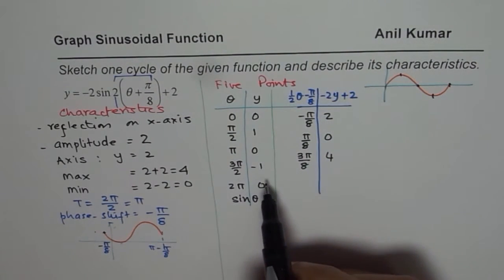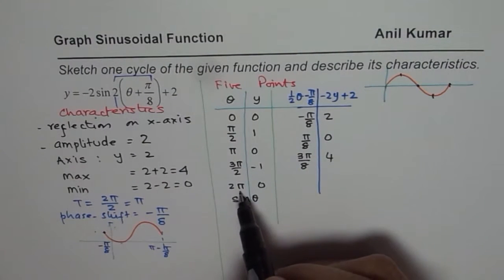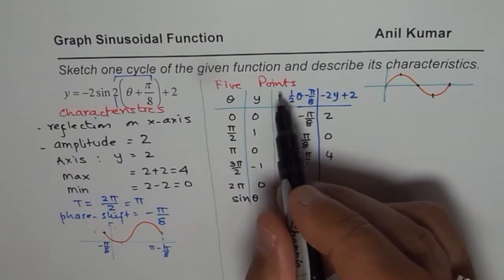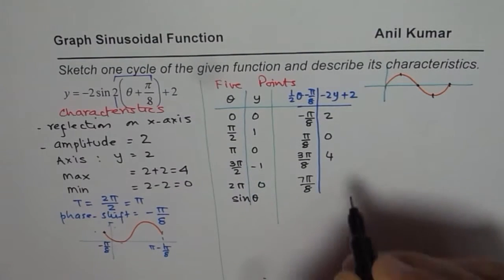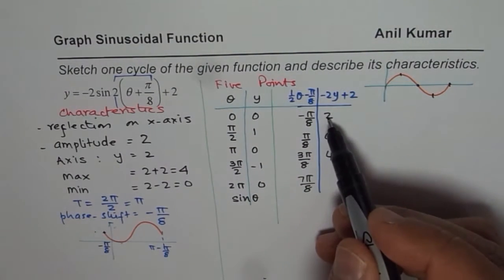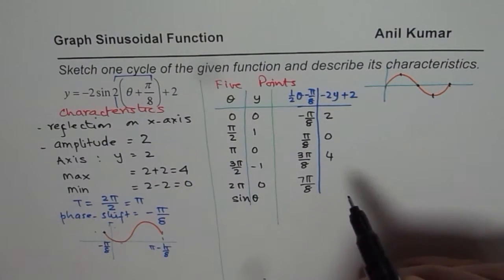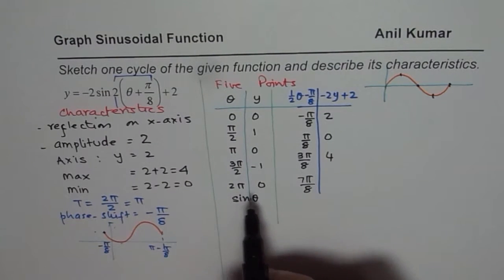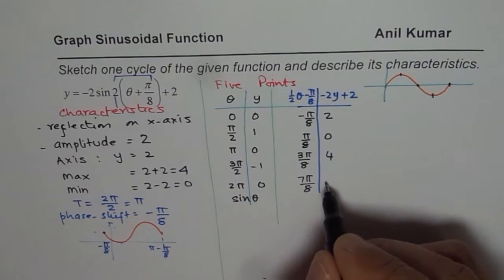Now, on the other hand, 2 pi, half of 2 pi is pi. Taking away pi by 8 will give us 7 pi by 8. And the value will be 2. We have 0, 2, 4, 0, 2, so we kind of missed one value in between somewhere. So, okay, we'll take away 3 pi by 2 also. So 2 pi will be 7 pi by 8. So 0, that gives us 2.